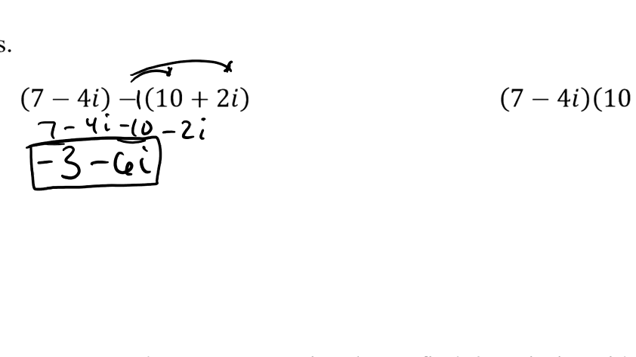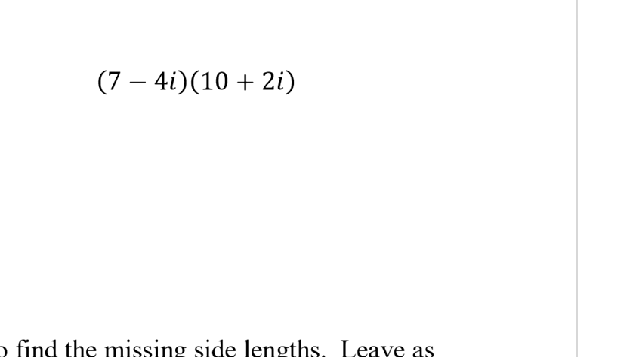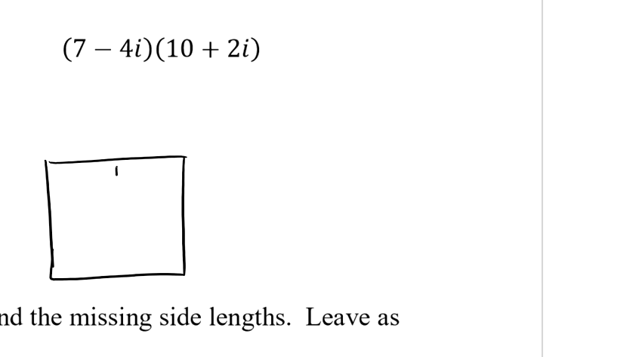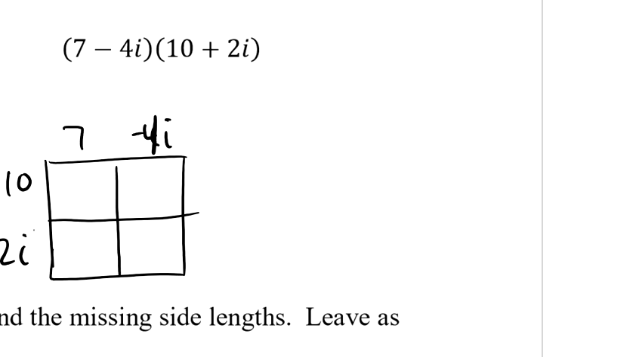And actually, there is one example here where we're going to see our i squared. So I'm going to multiply these. It's a binomial, right? There's two different things. They're complex numbers times another complex number. One of the things you could use is you could organize this with a generic area model, just to see the 4 different parts you get when you multiply a binomial times a binomial. So I've got 7 and then -4i, and I've got 10 and +2i.